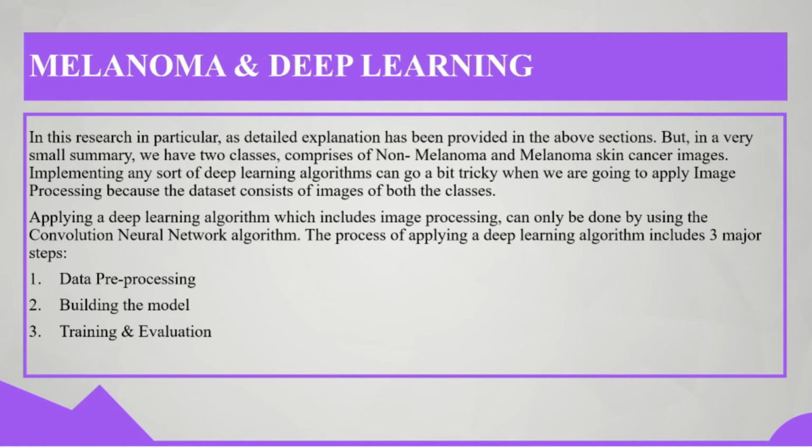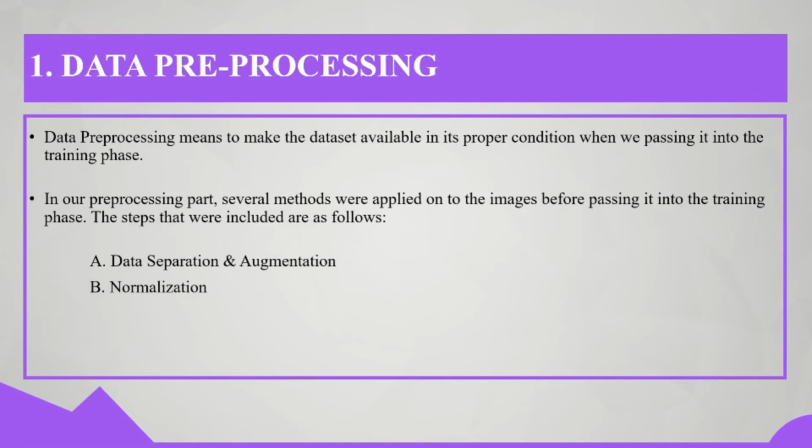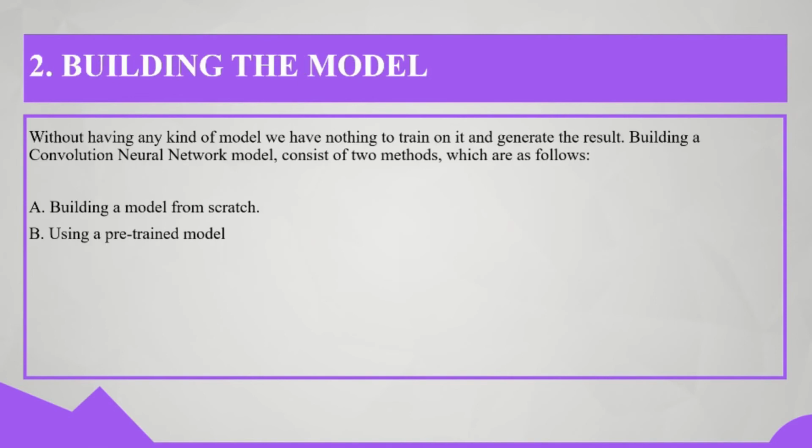The process of applying a deep learning algorithm includes three major steps. Number one is data preprocessing. In data preprocessing, we make the data set in its proper condition when we pass it into the training phase. It will be done by applying two major steps. Number one is data separation and augmentation, and number two is normalization.